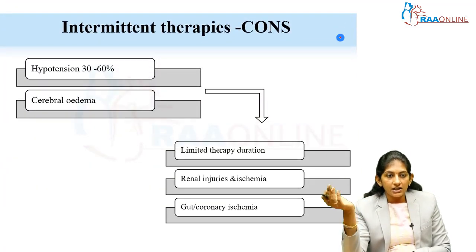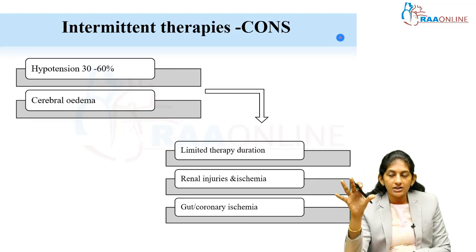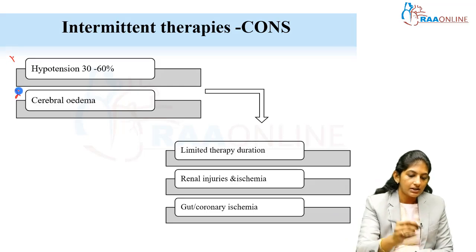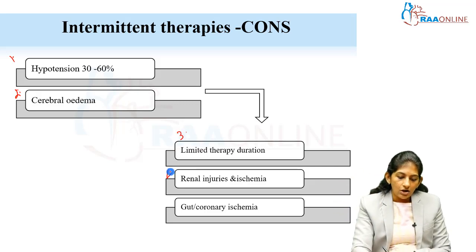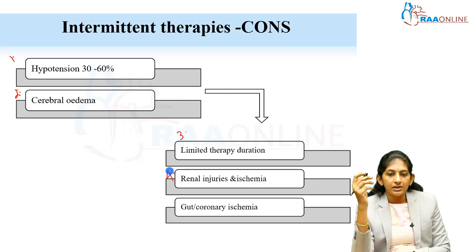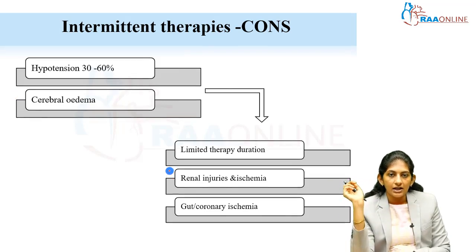So what are the disadvantages? Hypotension can occur. Hypotension can occur both in intermittent and continuous renal replacement therapy, that is one. Cerebral edema: in case the solutes are not removed properly, it can cause cerebral edema. Another disadvantage is that you have only limited duration. For a day, for 24 hours, you do 6 to 8 hours like that. So the therapy itself will be limited, and renal injury or ischemia can also happen. Gut or coronary ischemia can also happen during intermittent renal replacement therapy.